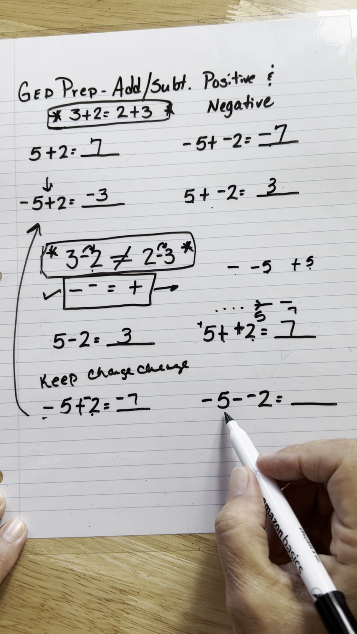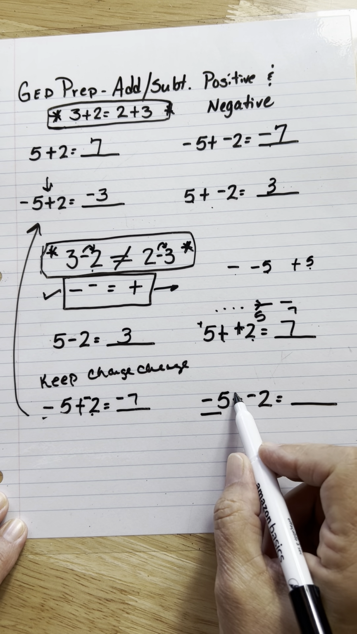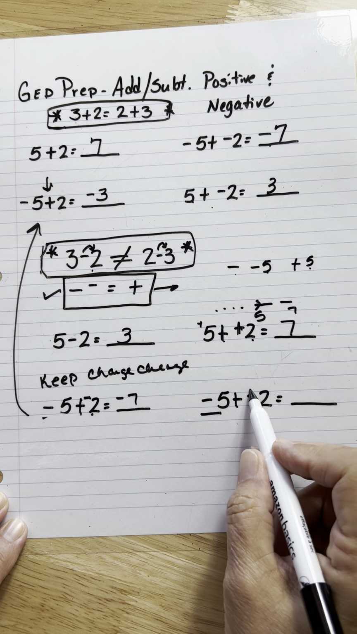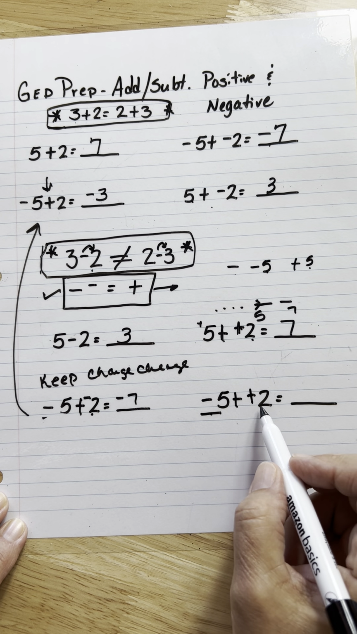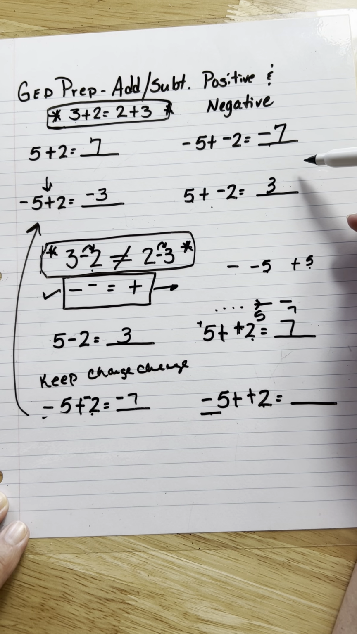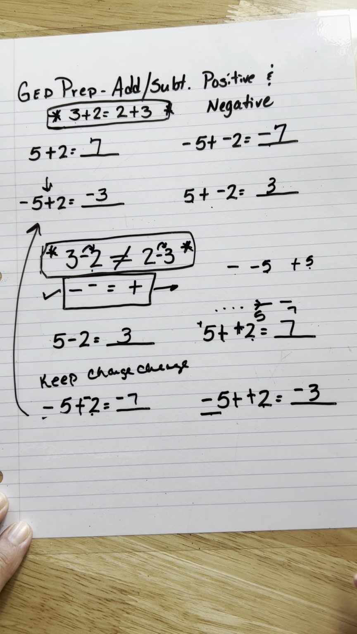All right, let's look down here. We're going to keep, change, change. I'm going to keep this like it is. I'm going to change this to a plus, and I'm going to change that to a positive. So negative 5 plus 2, once again, I'm using my addition rules. I'm going to subtract and take the sign of the larger number.